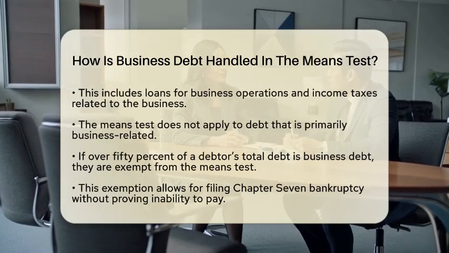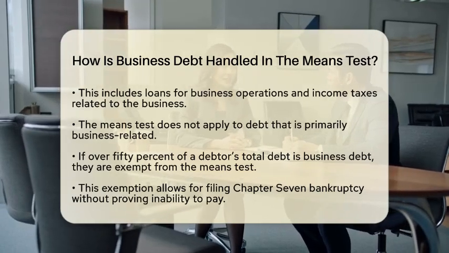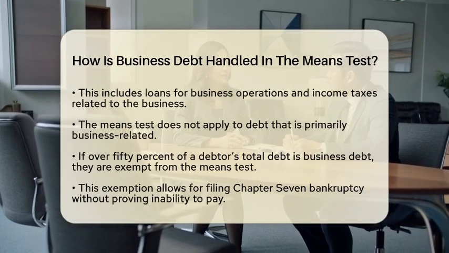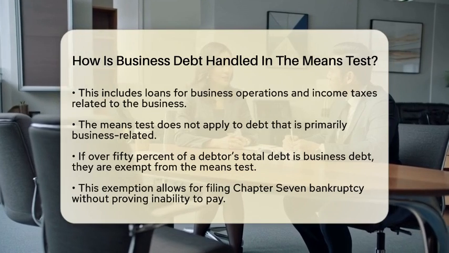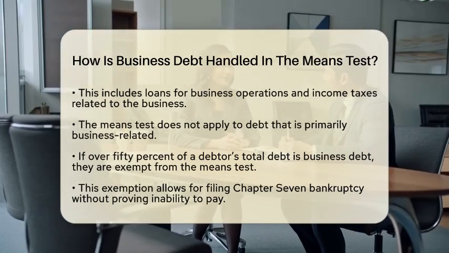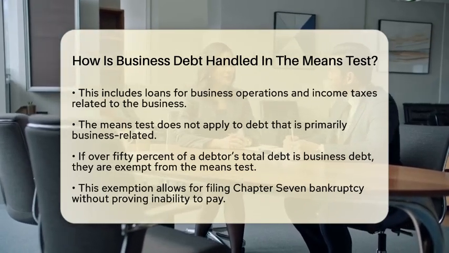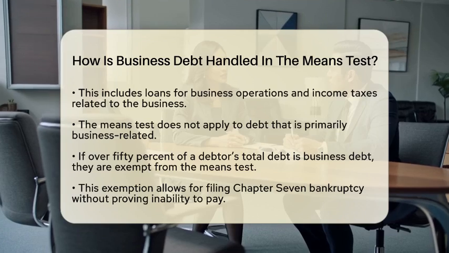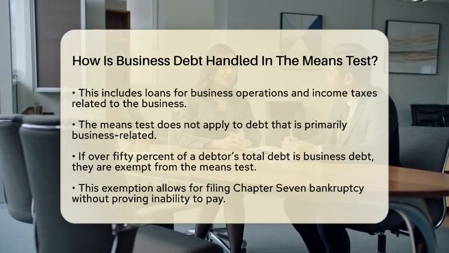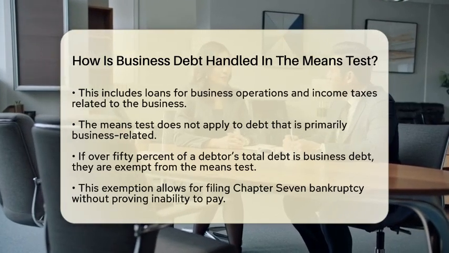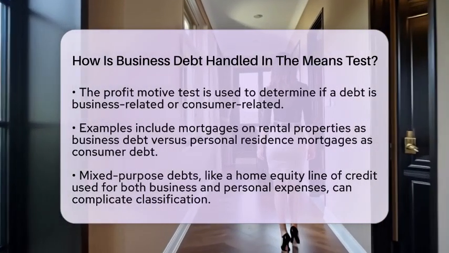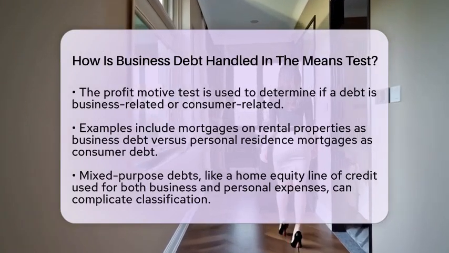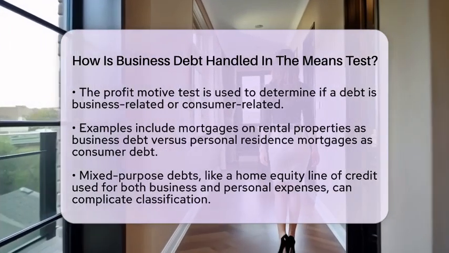financial situation. To determine whether a debt is business-related or consumer-related, bankruptcy courts use what is known as the profit motive test. This test assesses whether the debt was taken on to support a business purpose. For example, a mortgage on a rental property used for investment purposes may be considered business debt. In contrast, a mortgage on a personal residence is typically classified as consumer debt.